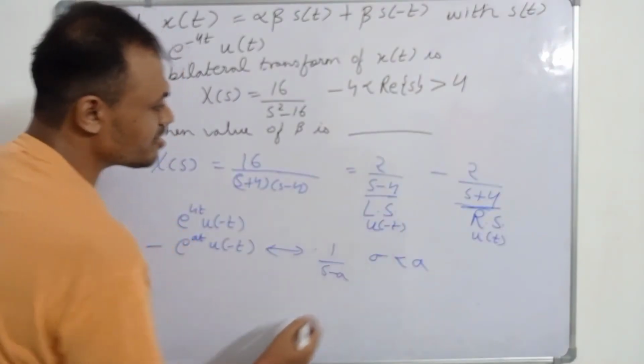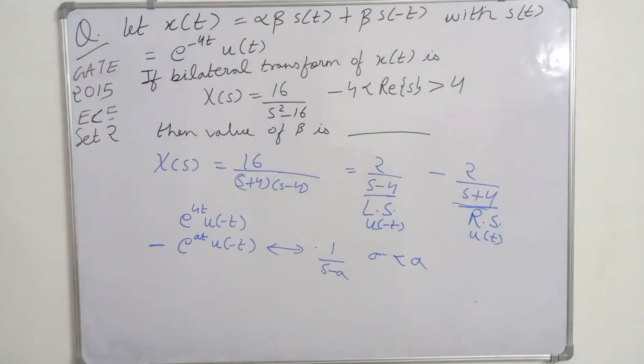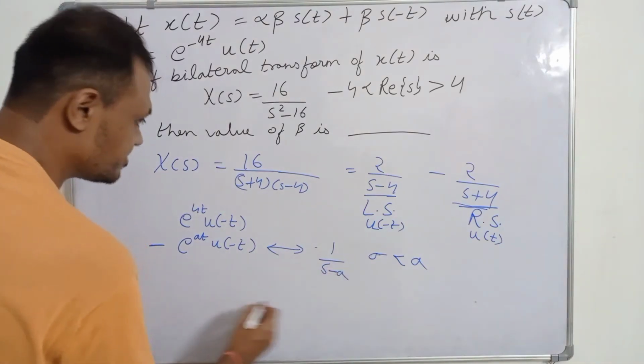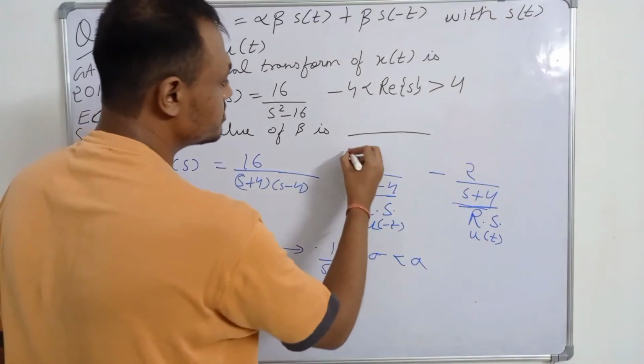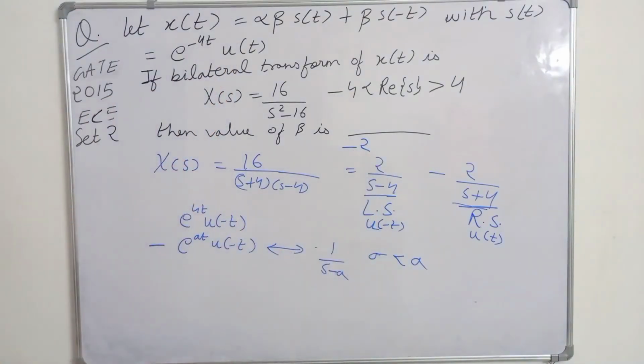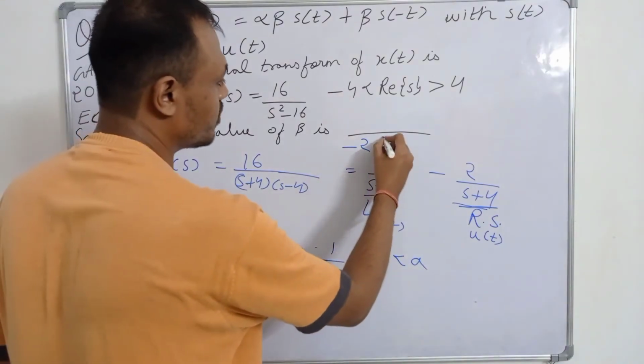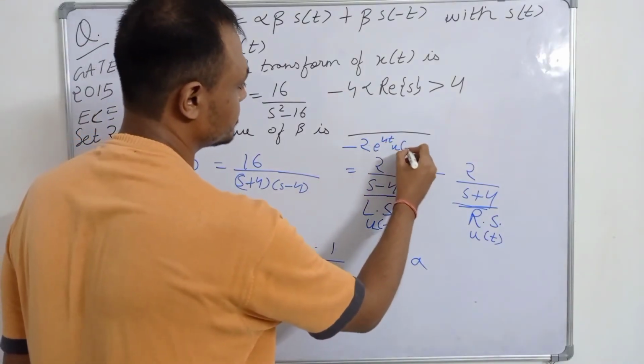So this is 2 upon s minus 4. Its inverse Laplace transform should be minus 2 e to the power 4t u of minus t.